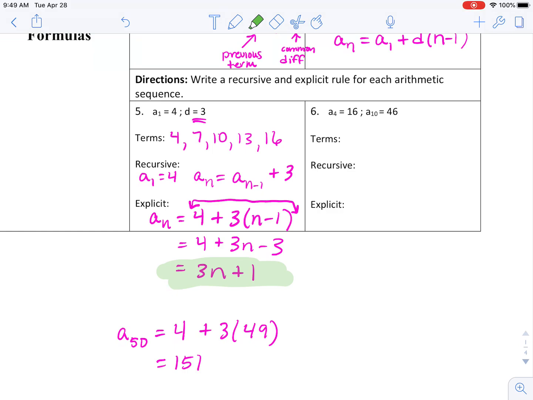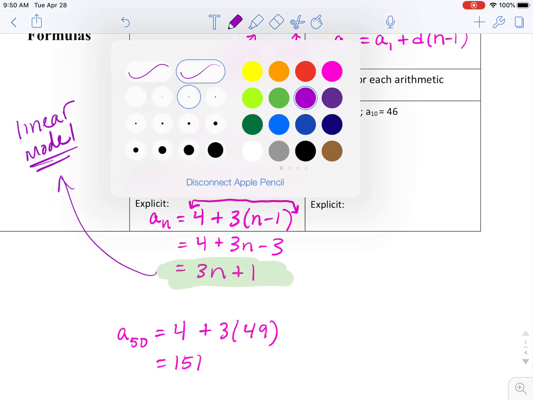The one thing a lot of students notice with explicit models and arithmetic sequences is that they're linear. So an arithmetic sequence is like a linear equation, right? So the 3, that common difference, it's like your slope. And the y-intercept doesn't necessarily mean anything in terms of our sequence itself, but it just is kind of a cool connection that we can make with previous math that we've done.